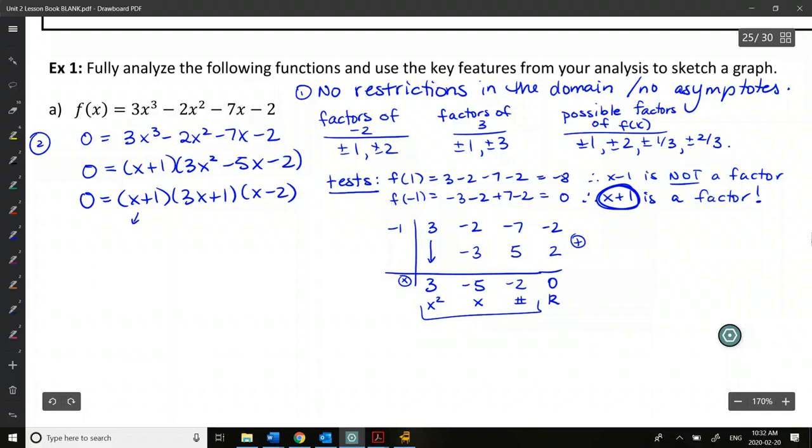Okay, so that should give us x-intercepts. We have x-intercepts at -1, -1/3, and +2.